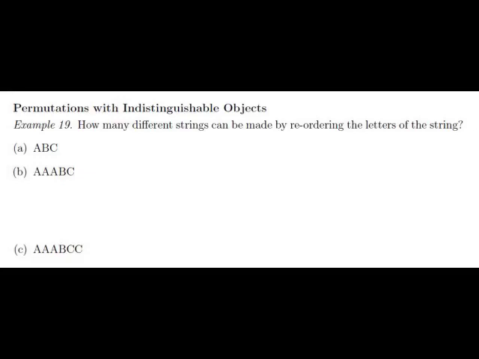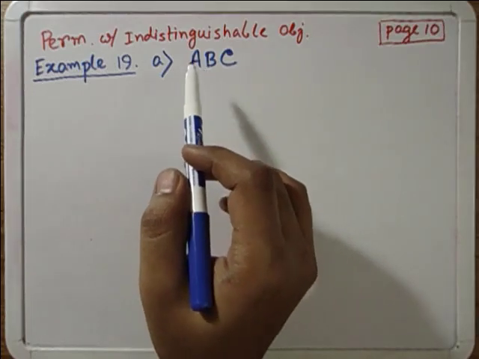Hello everyone. So today we are going to talk about permutation with indistinguishable objects on page 10. So let's start with example 19a. How many different strings can be made by reordering the letters of the string ABC?